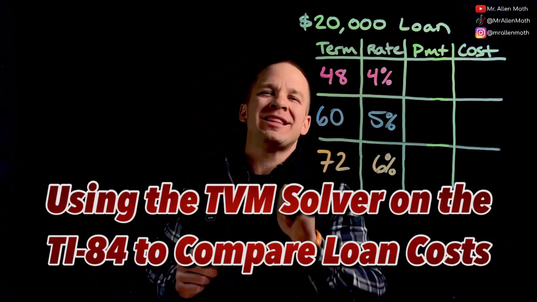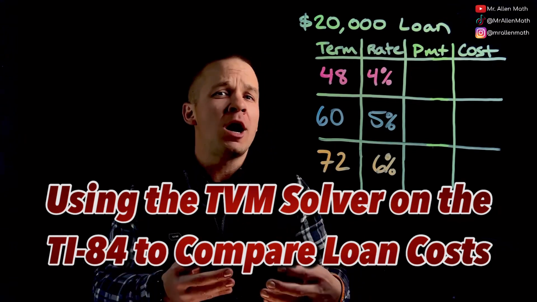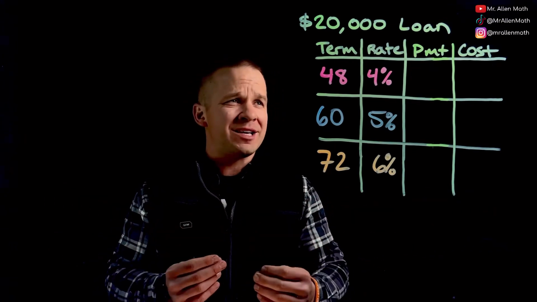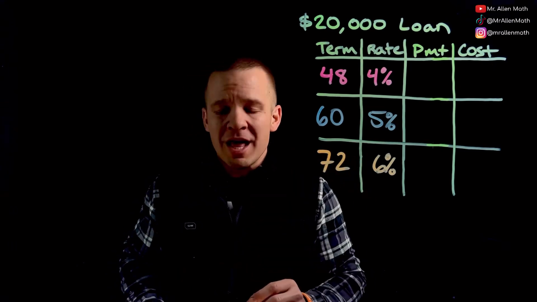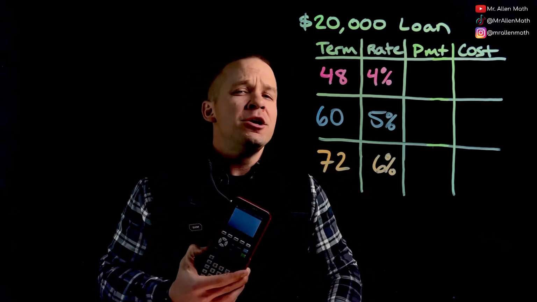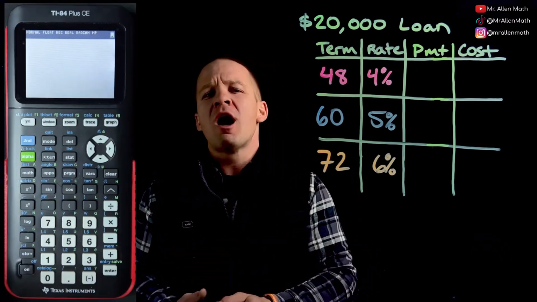We got ourselves a $20,000 loan. We got different terms, we got different rates. We want to know the cost of these loans so we can pick the one that's right for us. Now we're going to get the payments as well as the total cost of this loan. And did you know that you can actually do loan calculations in your TI-84 Plus? And you know I'm always rocking mine, so I'm calculating loans all the time. All right, let's get started.